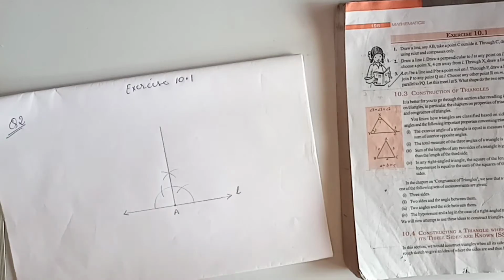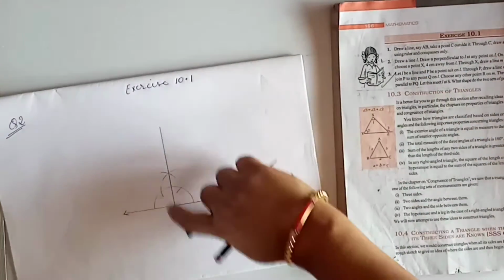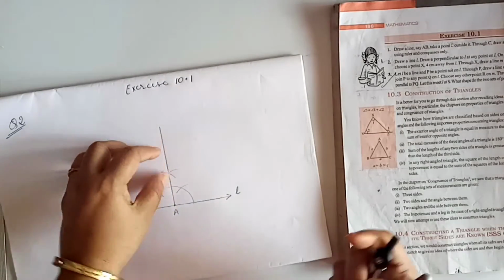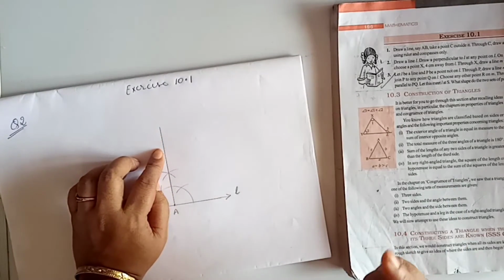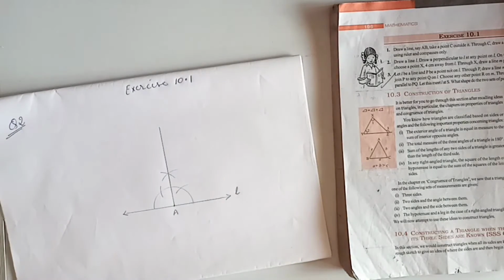Now what is the second step? On this perpendicular line, choose a point X. On the perpendicular line we have drawn, I have to take a point X which is 4 centimeters away from L. The measurement of this will be 4 centimeters. So you will measure 4 centimeters in your rounder.